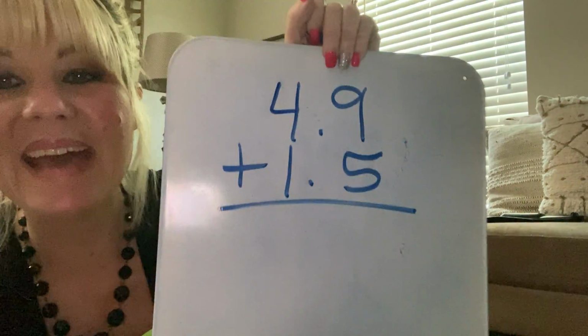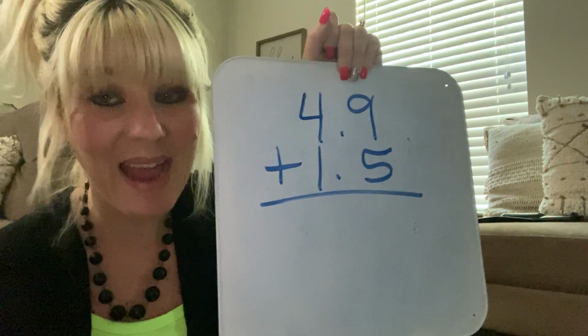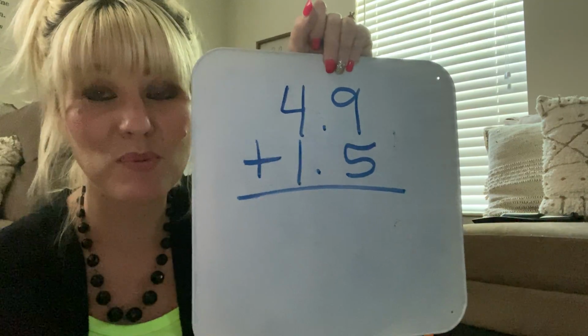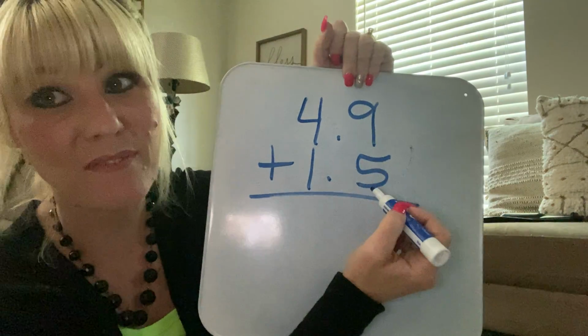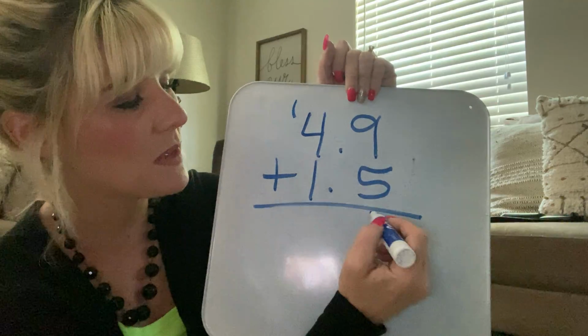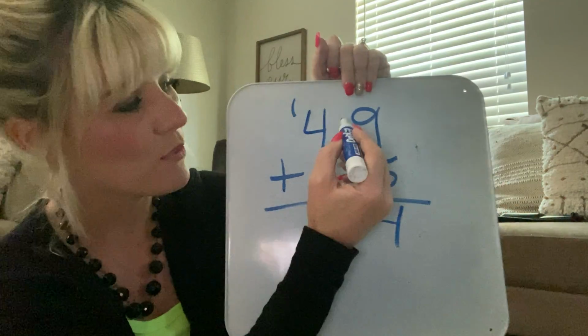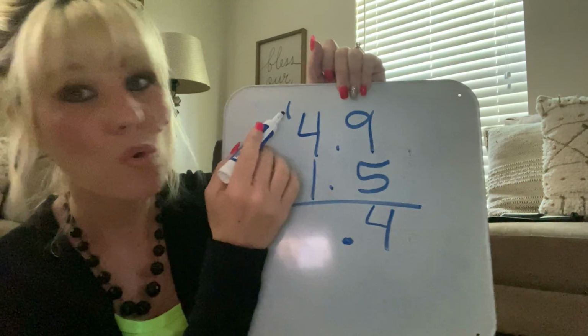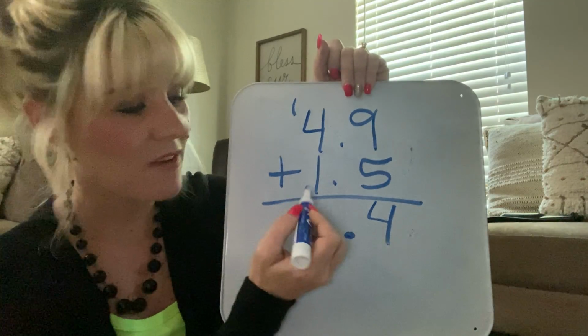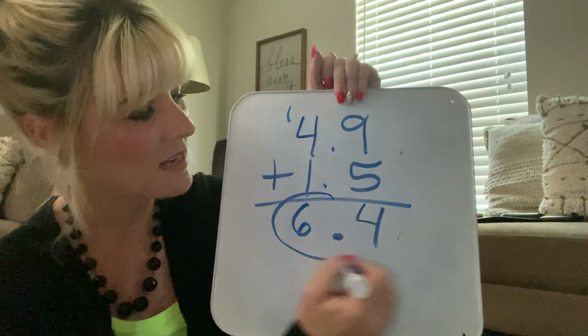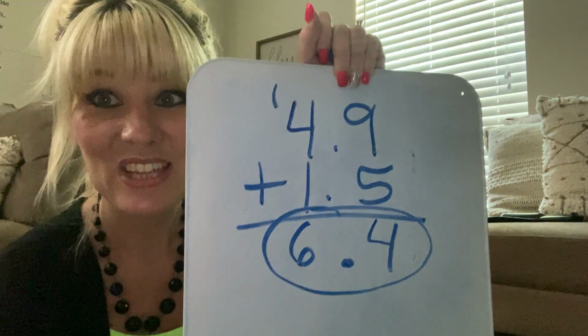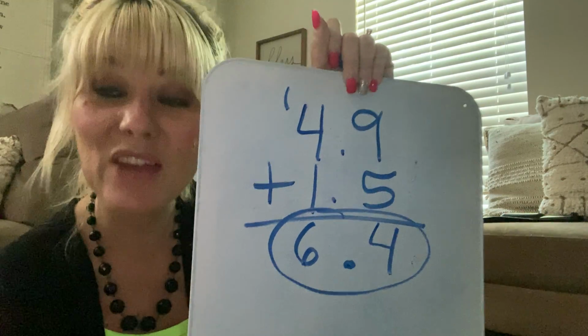But if you have 4.9 and then you have 1.5, and we're gonna add these together. It's just like regular adding. There's just a decimal place there that you have to bring down. 9 plus 5 is 14. The 1 goes up here, the 4 goes down here. Bring down your decimal. 1 plus 4 is 5, and 5 plus 1 is 6. Your answer to number 1 should be, you got it right, 6 4/10.